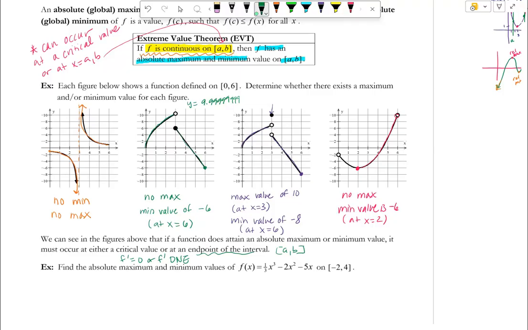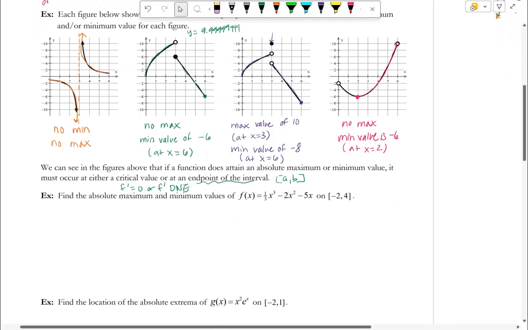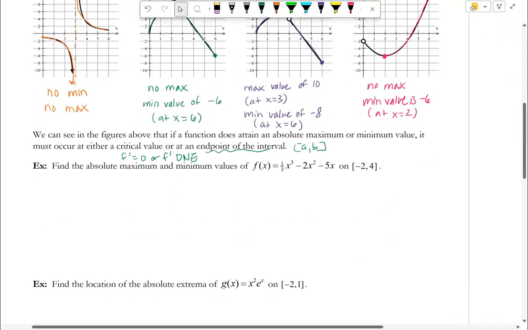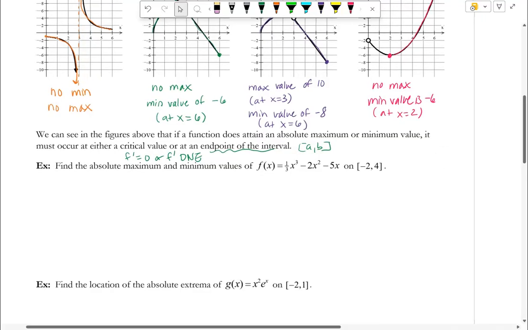Okay, so in this first example, we are asked to find the absolute maximum and minimum values of f on the closed interval from -2 to 4. So I want to point out that we're finding the absolute maximum and minimum values. So again, those are outputs. Those are y values. We know that we're looking for them for values of x between and including -2 to 4.